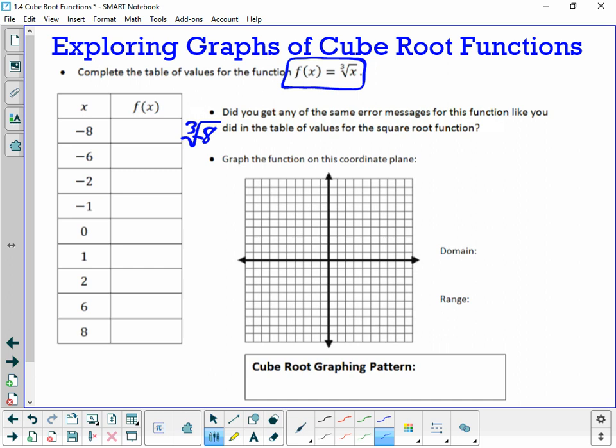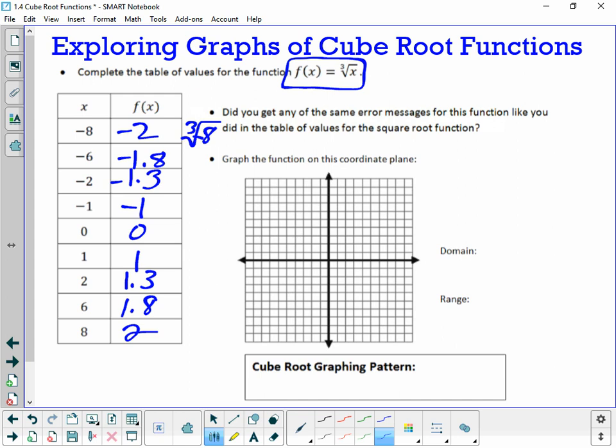Again, in the graphing calculator, hit the math button, which is on the left hand side, and you should see the cube root as the fourth choice down. So cube root of -8 is -2. And we keep typing in those values and filling in the table. And we end up with something like this.